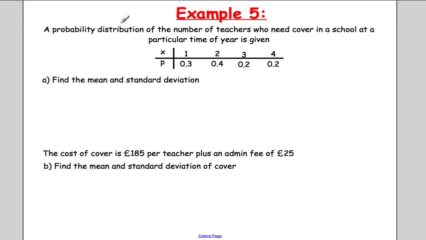So we're given a probability distribution of the number of teachers who need cover in a school at a particular time of year. And I'm asked to find the mean and the standard deviation. So finding the mean, we get by working out the expected value of x. So the expected value of x will be 1 times 0.3 plus 2 times 0.4 plus 3 times 0.2 plus 4 times 0.2.